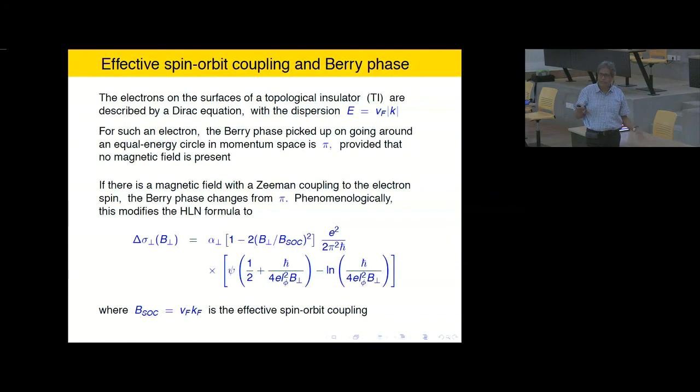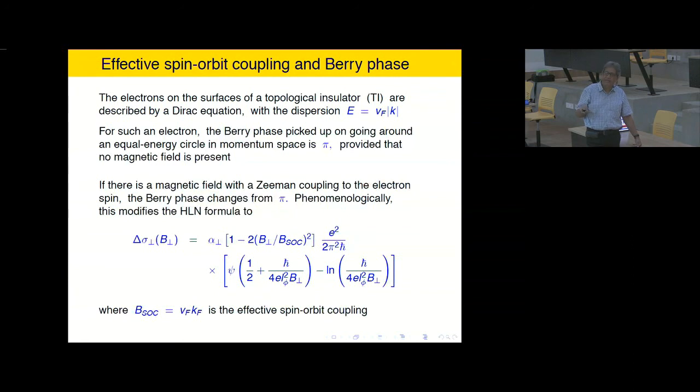Now, if there is a magnetic field present with a Zeeman coupling, then the Berry phase changes from pi. Phenomenologically, this has been done by other people, I think, but this was used here also. This modifies the HLN formula in this way. So effectively there is a correction to this coefficient alpha, which is of this form. It's quadratic in B perpendicular. It has to be, because it should have the same value for positive and negative values of B perpendicular, so it can't be linear. Okay, so there are 2 things here. There is this correction, and from this correction what appears is some ratio of the applied magnetic field to some other effective field. This effective field is what we call the effective spin orbit coupling.